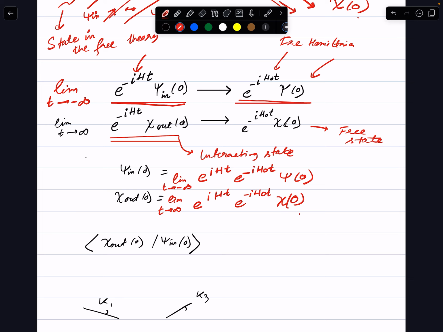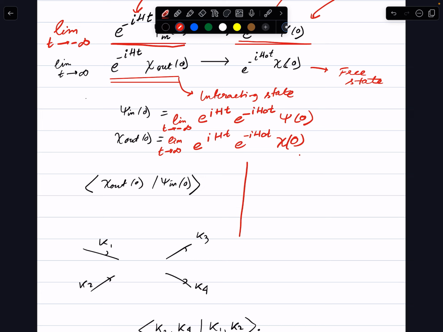Now the problem we want to solve is that suppose I start with a field which is in the state psi in, and then what is the probability of it ending in some state chi out. This is the kind of problem we want to solve.